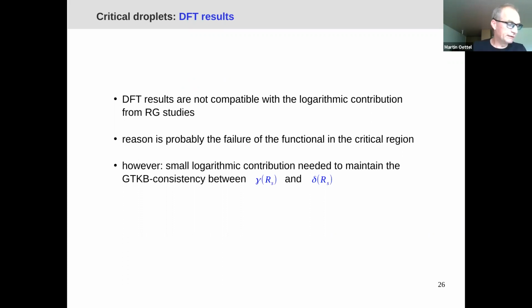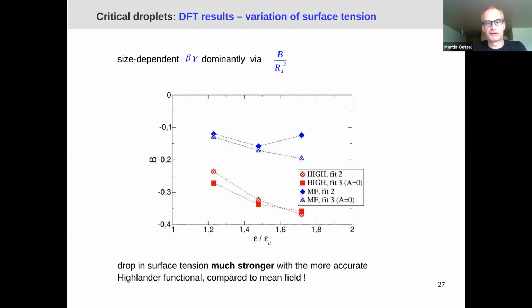But the advantage of DFT is very often that you get very good free energies, in our case the surface tension, and these very good results are generated by a different analytic form. So the reason is most probably the failure of the functional in the critical region, and one would need additional work to get this more right. And this small logarithmic contribution is needed to maintain this consistency.